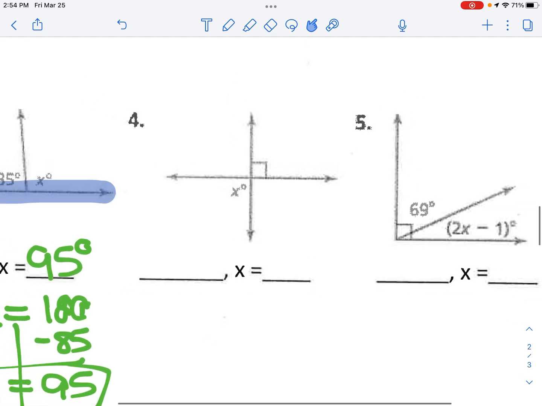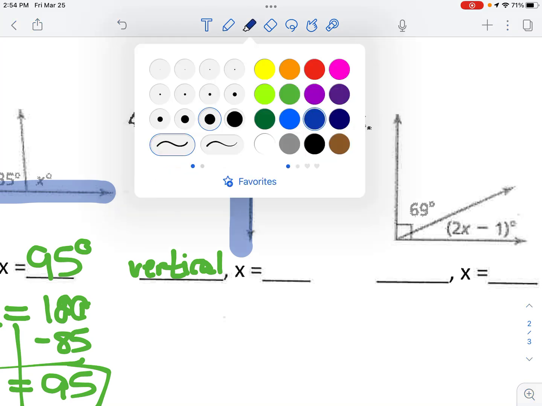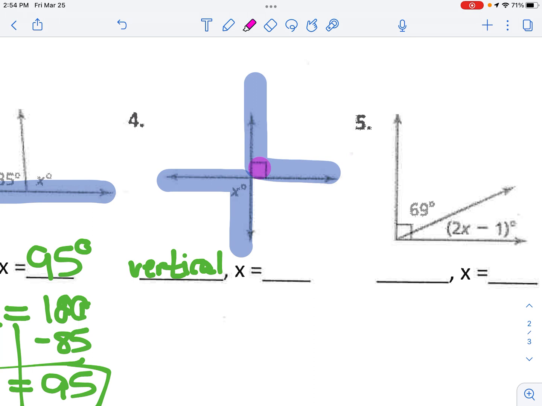All right. So here we are looking at this angle and this angle. Those two angles are opposite each other, so those are vertical angles. Remember, vertical angles are congruent, and I can clearly see from this square in the corner that that is a right angle. So the other angle has to total, x has to total 90 degrees.